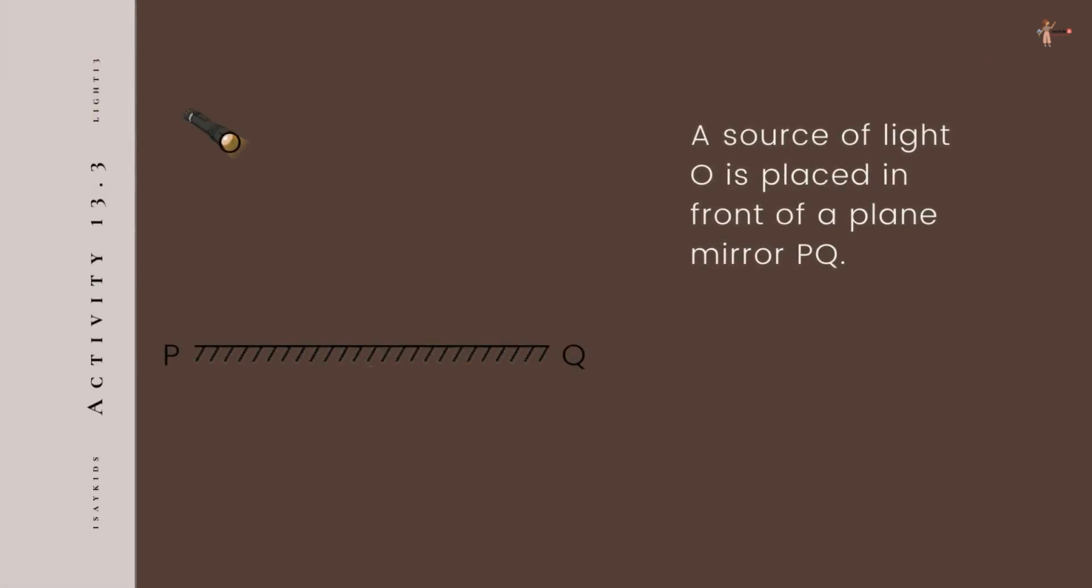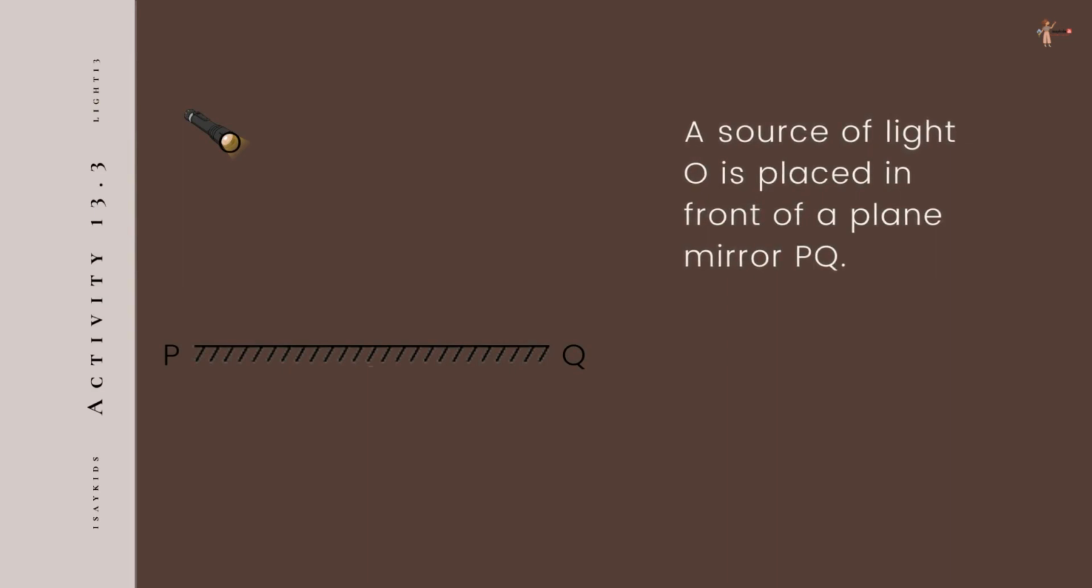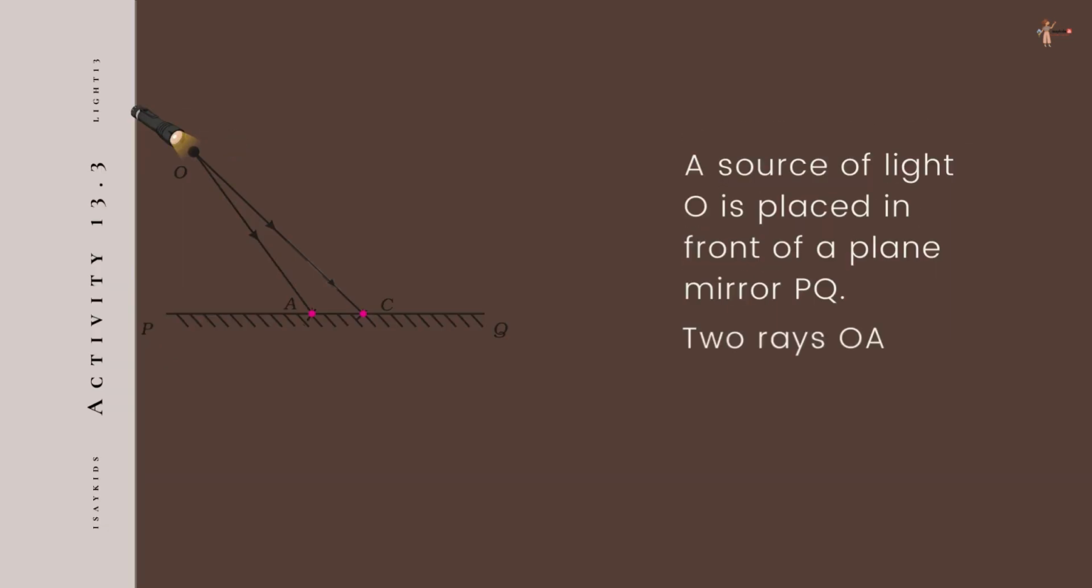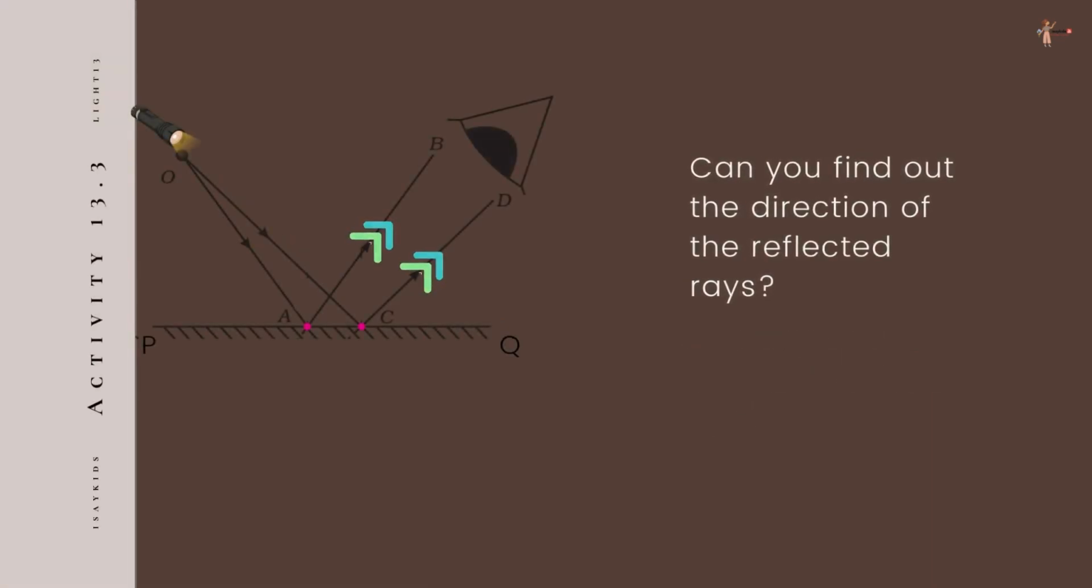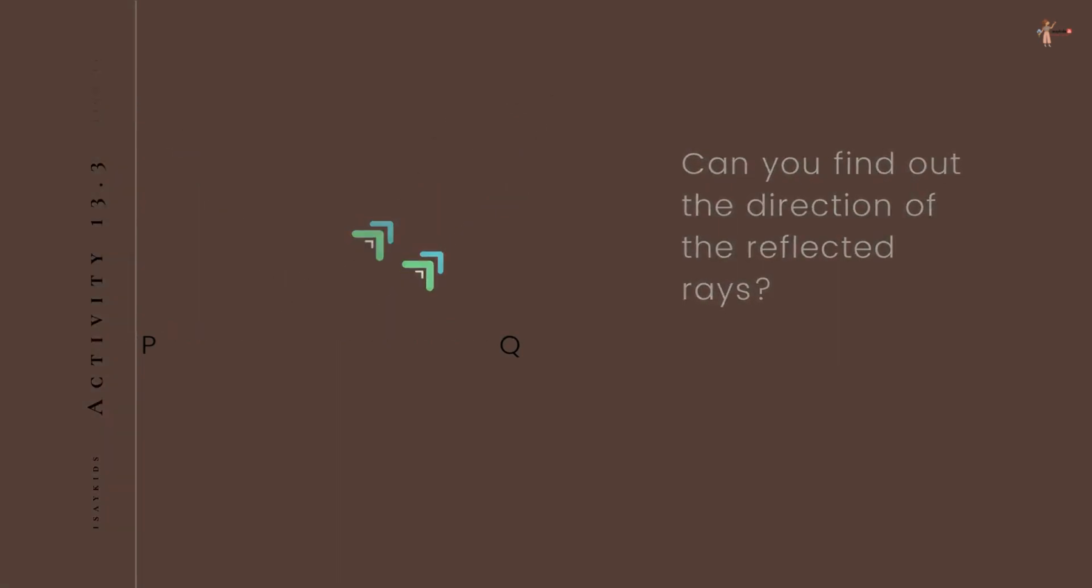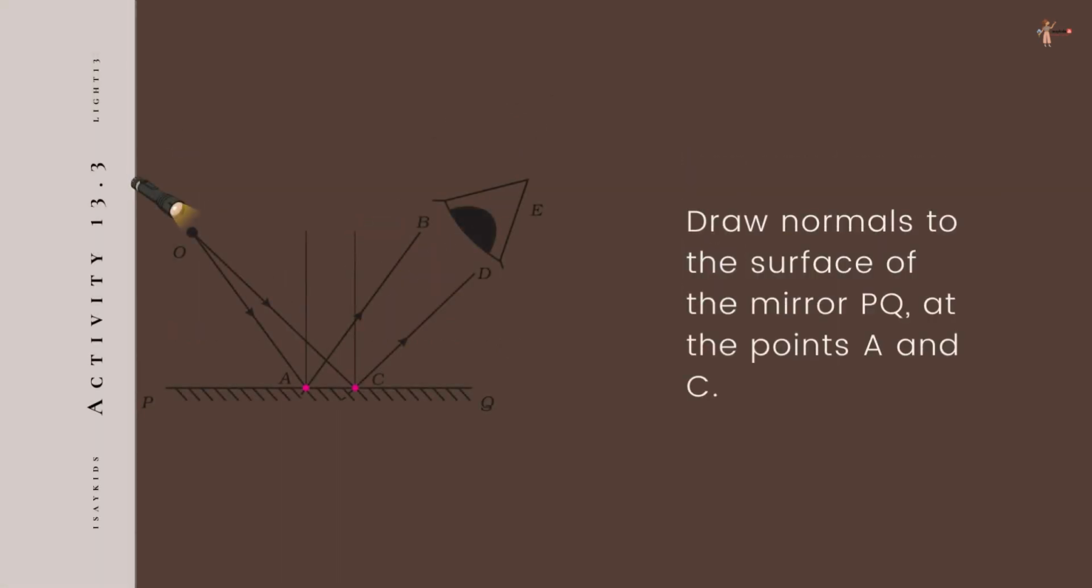A source of light O is placed in front of a plane mirror PQ. Two rays OA and OC are incident on it. Can you find out the direction of the reflected rays? Now draw normals to the surface of the mirror PQ at the points A and C. Then draw the reflected rays at the points A and C. How would you draw these rays?